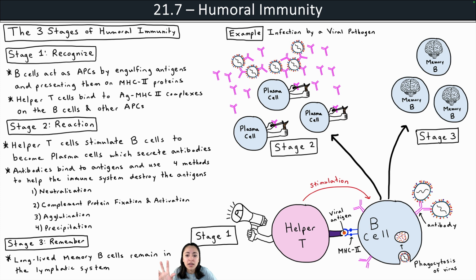After the antibodies have helped the immune system recognize and respond to the pathogen, what's going to be left in the body is our last stage, which is remembering the pathogen. So what's left in our body are these long-lived memory B cells. These B cells will remain in the lymphatic system and therefore stay in our body to help us increase our production of antibodies quickly if we are exposed to that virus again in the future, or pathogen.